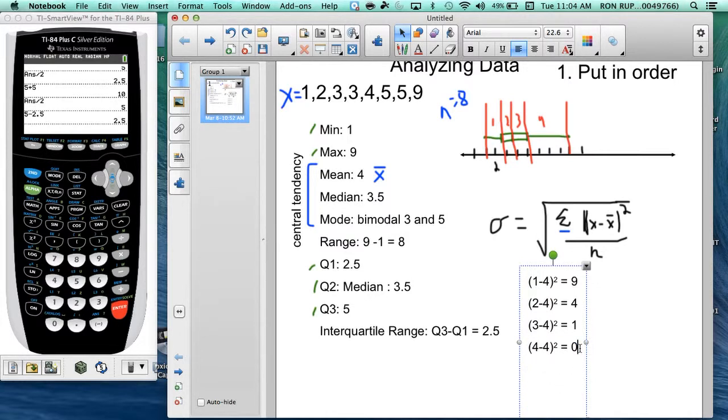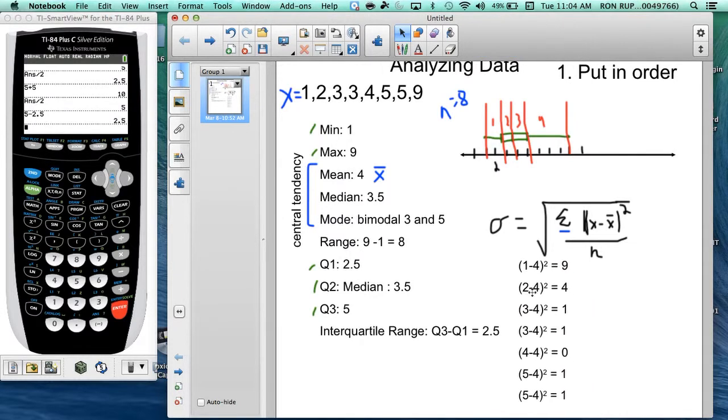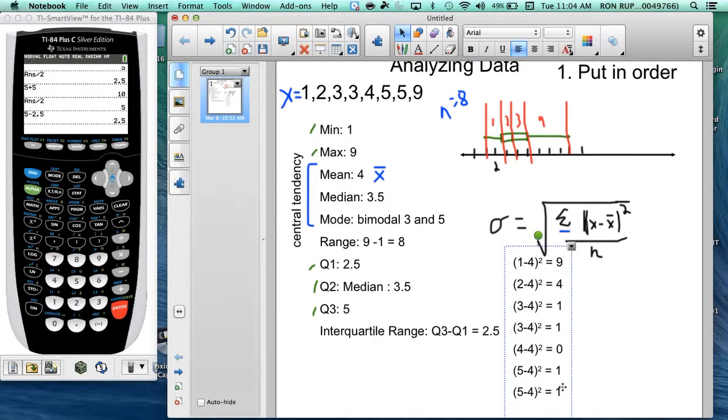We got to keep going. Oop, there's another 3 in there. Five minus 4 is 1. 1 squared is 1. We have another one of those because there's 2 5s. And then we have a 9. So let me squeeze that last one in there. 9 minus 4 is 5, and 5 squared is 25.